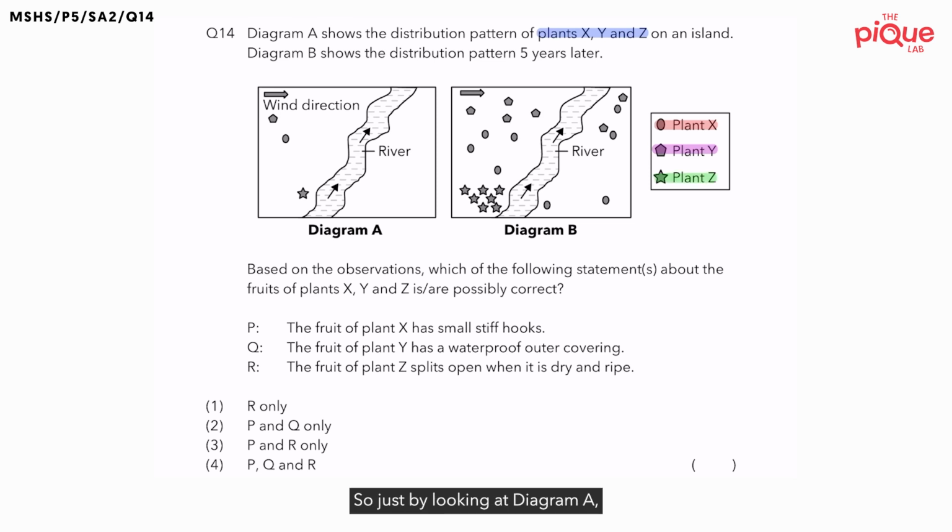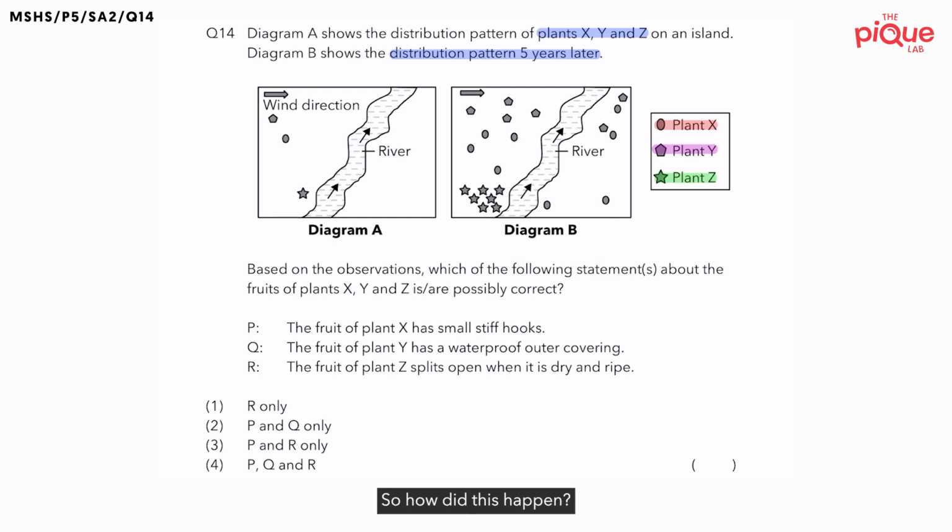So just by looking at diagram A, can you tell me how many of each type of plant is present? There is one of each type of plant. So let's keep that in mind and continue reading the question. It then says that diagram B shows the distribution pattern of the plants 5 years later. If we take a look at diagram B, do we still see one of each type of plant? No, we see that there are now more than one of each type of plant.